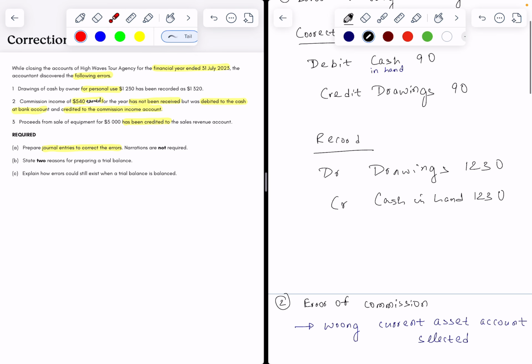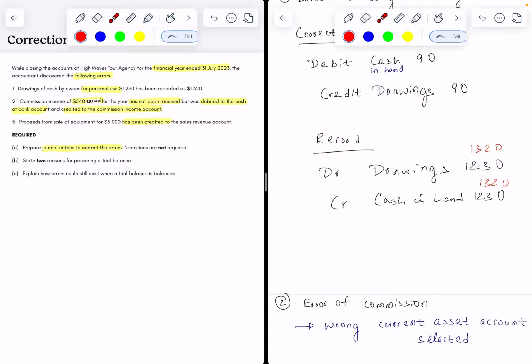Okay, but what ended up happening was that we recorded it at an excess of $90. So we ended up recording it at $1,320. Therefore, we have to reduce the drawings account. Drawings account in itself is debited, which means when we have to reduce it, we will credit it. So we credit the drawings account by $90.